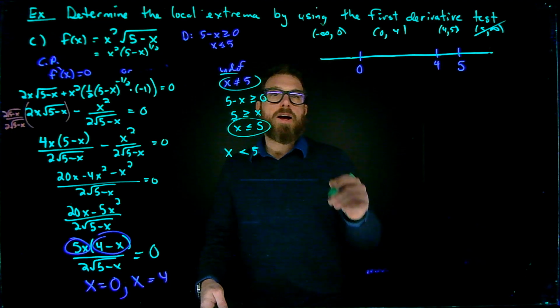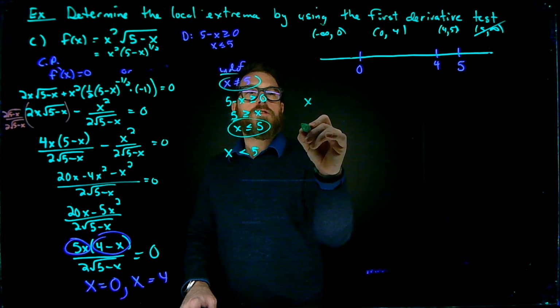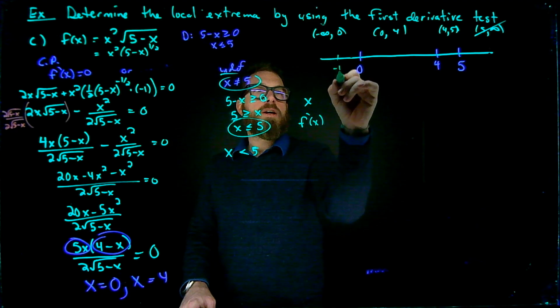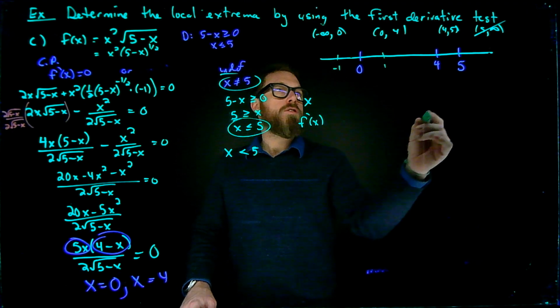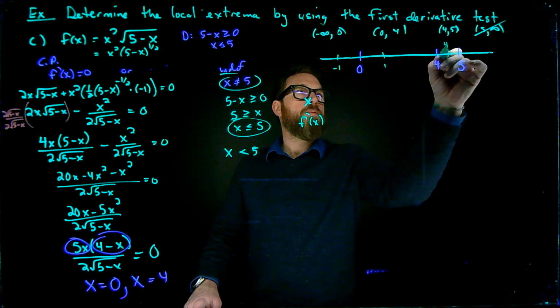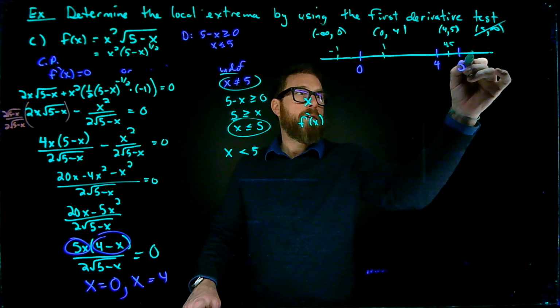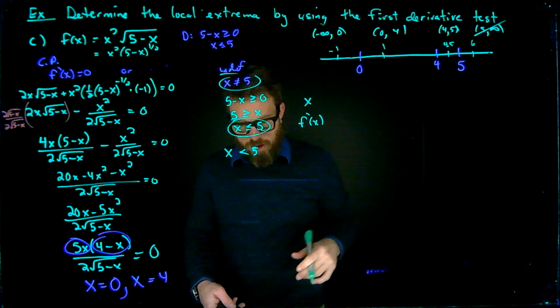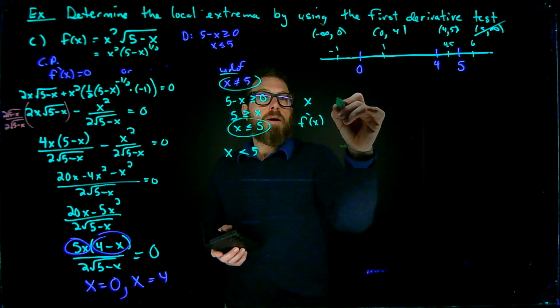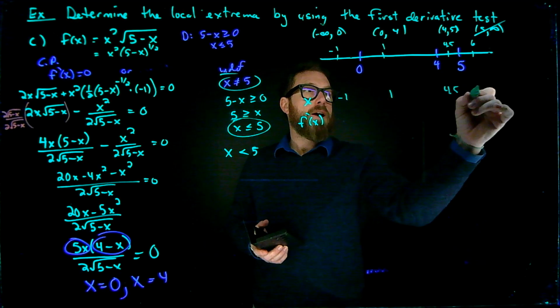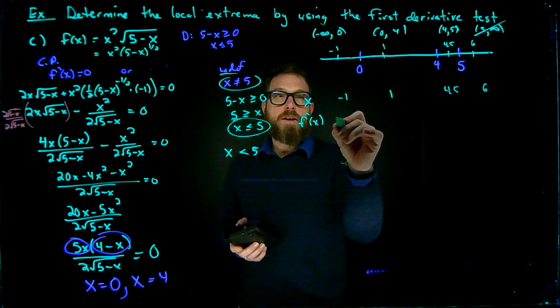So when we pick our x values, and we're going to plug these things into the derivative, I have to pick an x value in here. Let's go -1. Let's pick an x value in here. Let's go 1. Let's pick one in here, which is 4.5. And also if you want to pick like 6 in here and talk about what happens. So pick x equals -1, x equals 1, 4.5, and then we'll also plug in 6. And these have to go into the derivative.